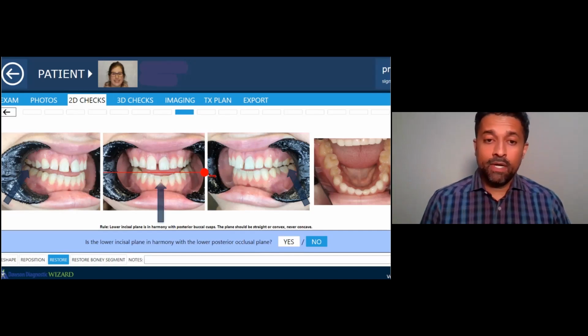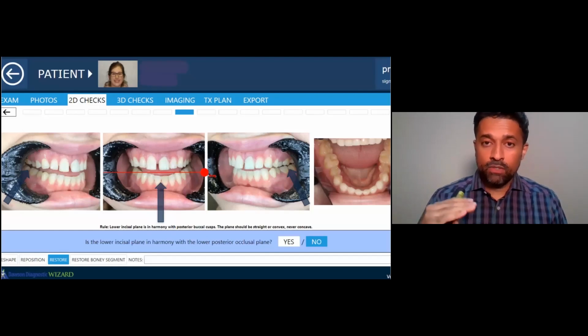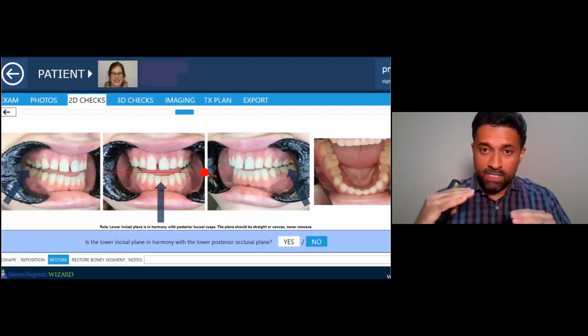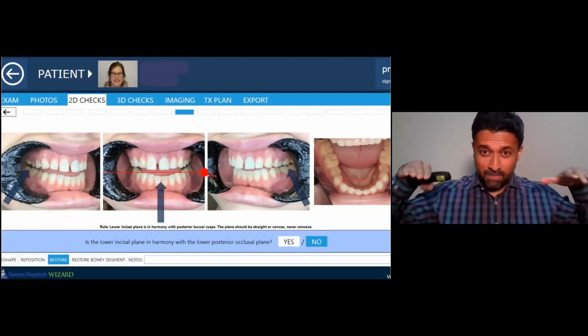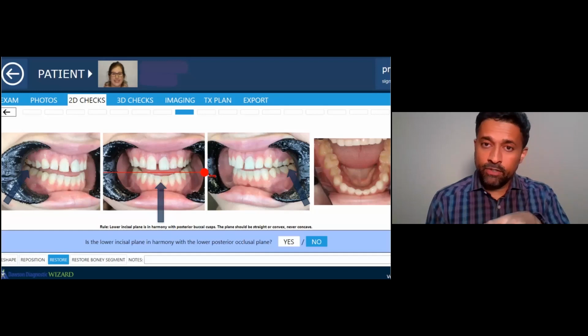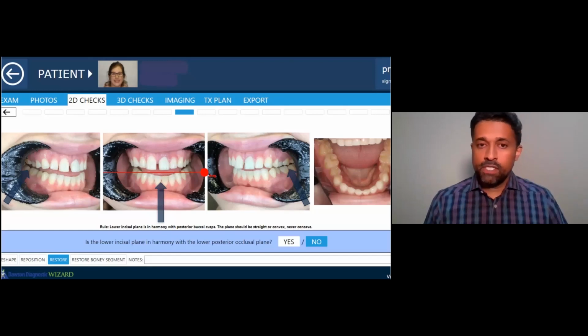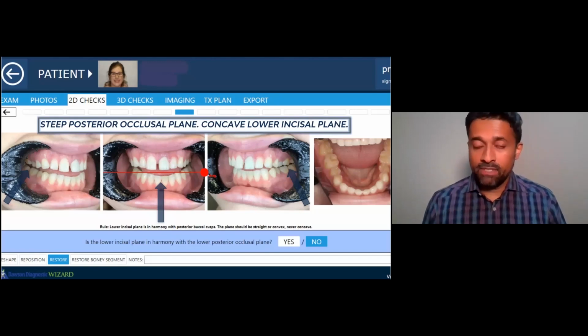The other thing that's not ideal is that she has a concave incisal plane. Ideally, you want your lower anterior plane to be slightly above your posterior occlusal plane. So ideally, you want a flatter, not a deep curve of Spee in your posterior plane and a slight rise in your anterior plane. The reason is then you're going to get that anterior coupling, so you can have centric stops on those anterior teeth. She has a steep posterior occlusal plane and a concave incisal plane, which is not ideal.